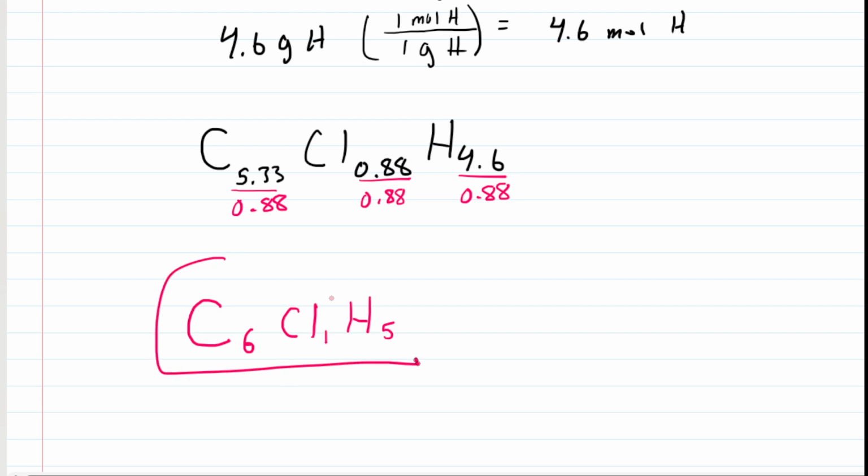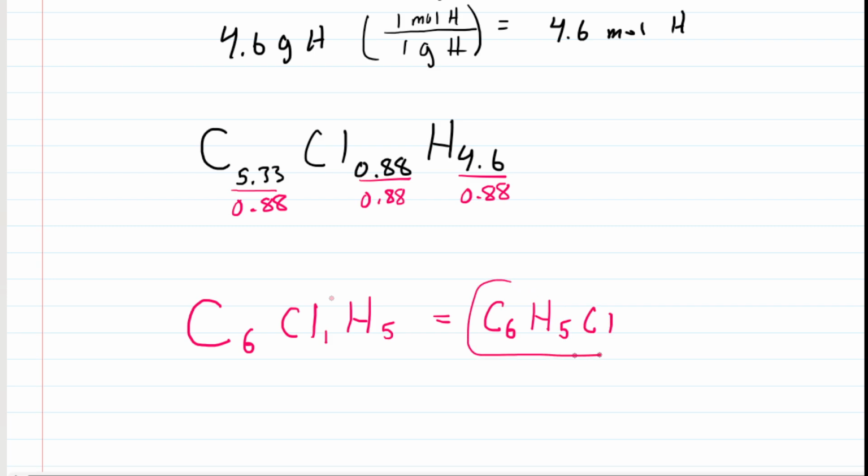So that would be the empirical formula of the unknown compound. And if you want to write it in a more conventional manner, you would actually put the chlorine last. So you could write it as C6H5Cl. That would be the final answer.